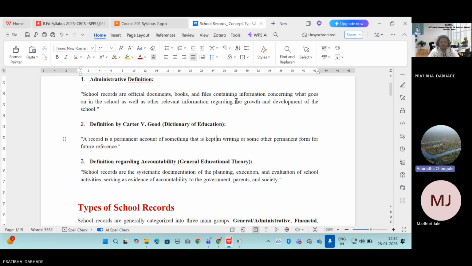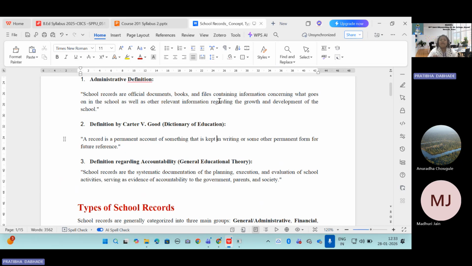Administrative definition. School records are official documents, books, and files containing information concerning what goes on in the school, as well as other relevant information regarding the growth and development of the school. See now, who will tell me the highlighted words in this definition? See, this is an official document. It can be a document, it can be official books, it can be official files, right?